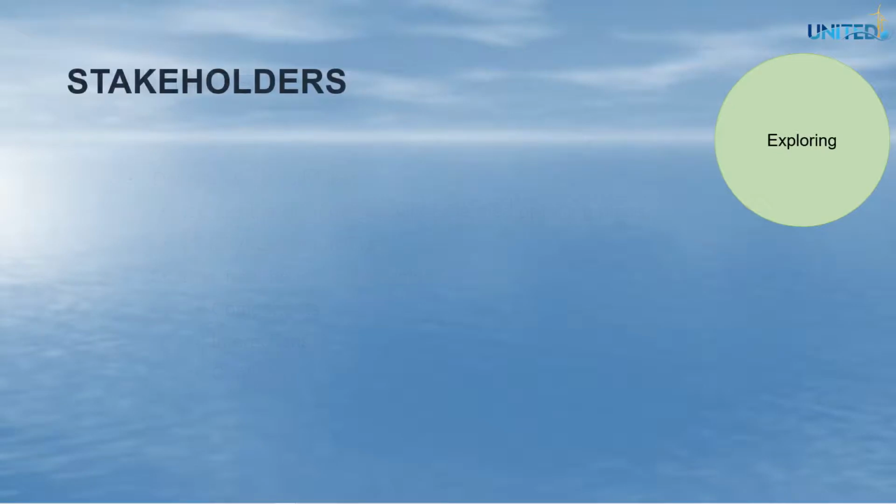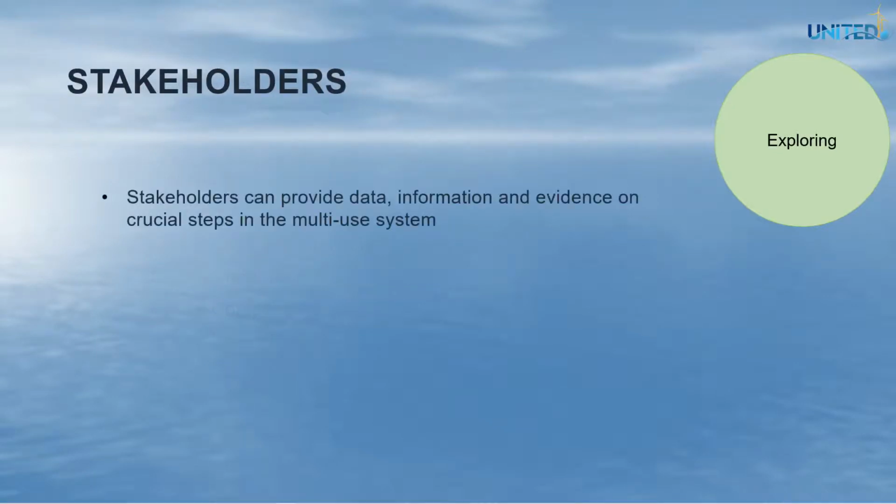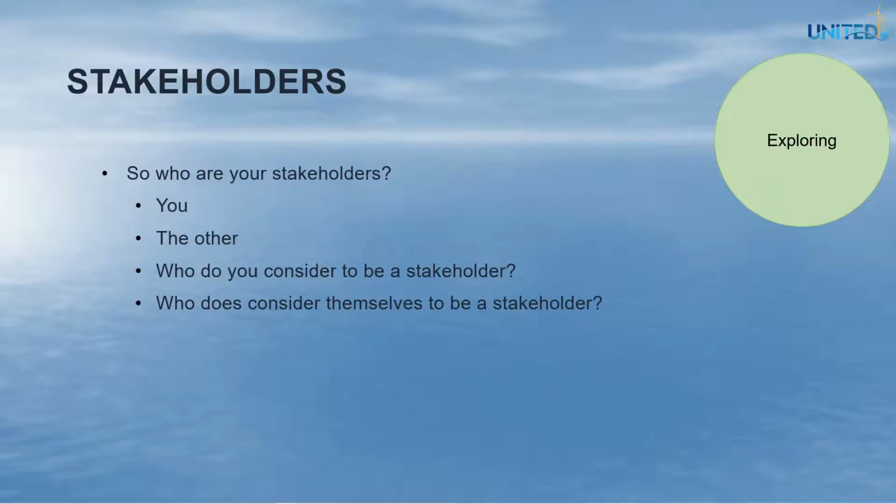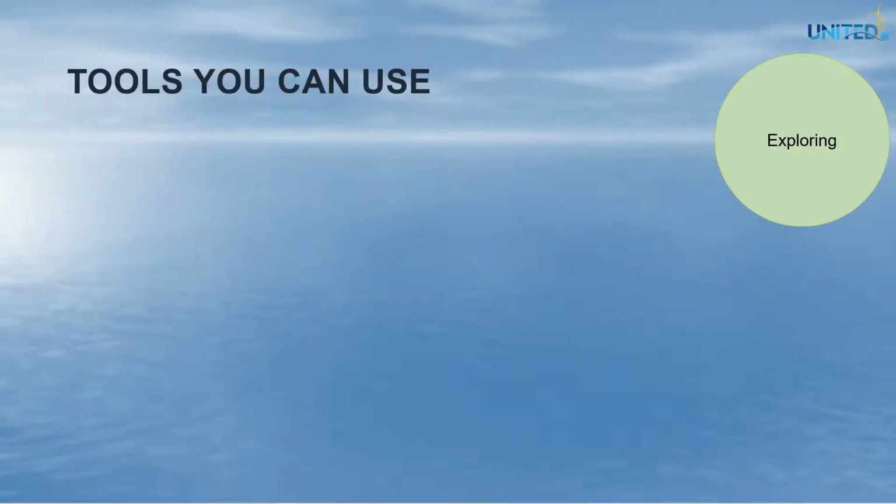Then we look at our stakeholders. Stakeholders are people that can provide you with data, information and evidence on crucial steps in the multi-use process. So who are your stakeholders? That's you, and it's the others. Who do you consider to be a stakeholder in your endeavor? But also, who considers themselves to be a stakeholder and who is crucial to have on board in this process? Then we will provide you with some tools you can use. There's policy analysis, stakeholder mapping and stakeholder analysis.